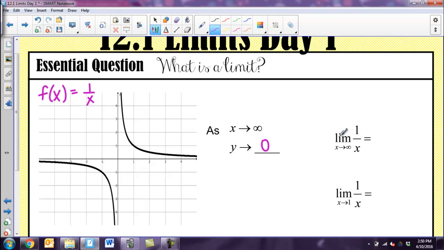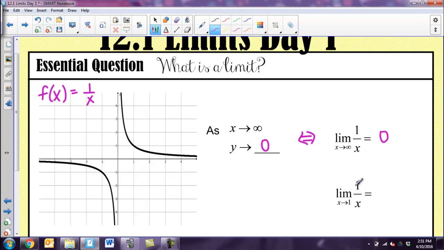So this is pronounced, the limit as x approaches infinity of the function equals some y value. So this is telling you where x is going, and then your answer is going to be a y value. And the same idea, as x gets bigger and bigger and bigger, y is going to 0. So these two notations are the same. It's just this one is a little bit more compact.